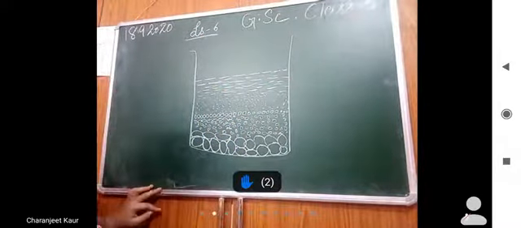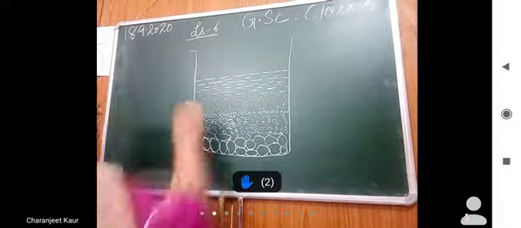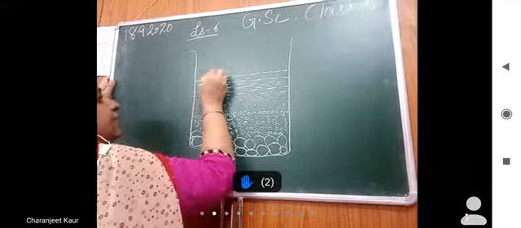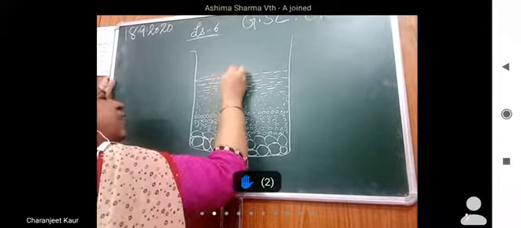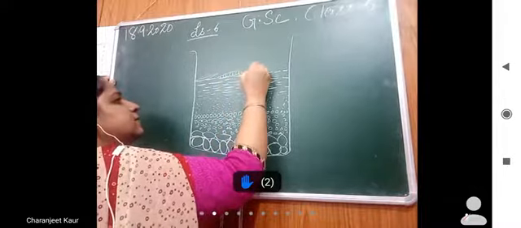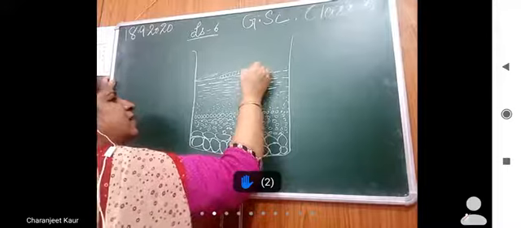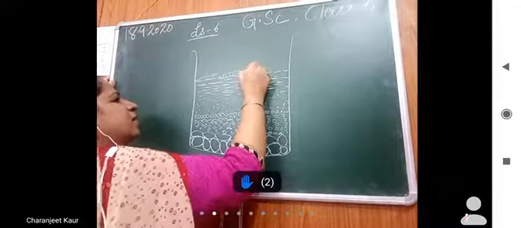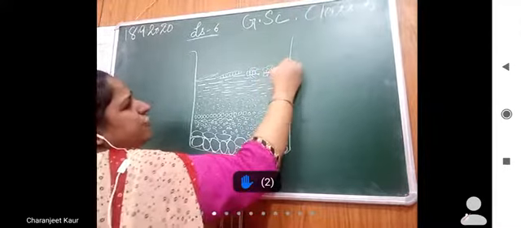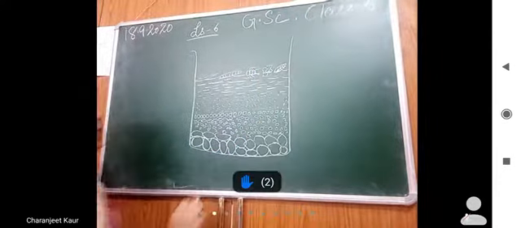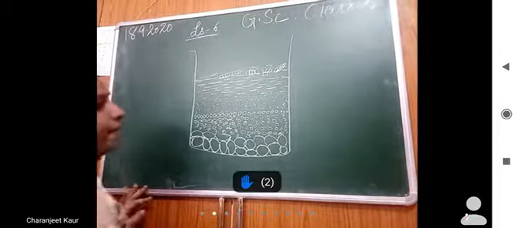Now after this, above the water there floats humus. What is humus? Dead plants and animals. ये देखो, I am drawing these. This is the dead layer of plants and animals जो ऊपर float करते हैं. This is known as humus. Clear? Now you have to draw a label.